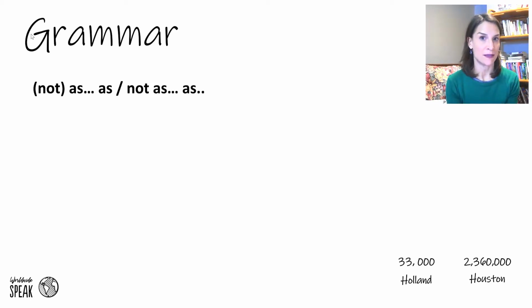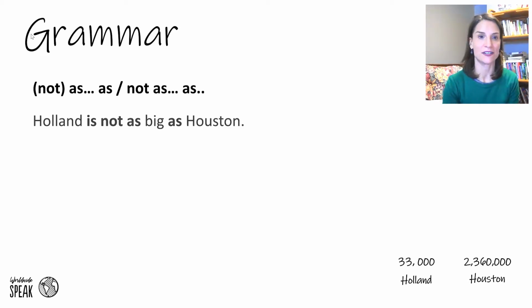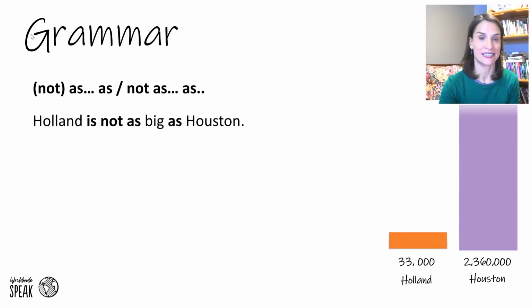But most of the time, I've noticed we really use it when we're talking about when something is not equal, and we use "not as", like here. Holland is not as big as Houston. In other words, Holland is smaller than Houston. So I'm saying this in a different way. Holland is not as big as Houston.